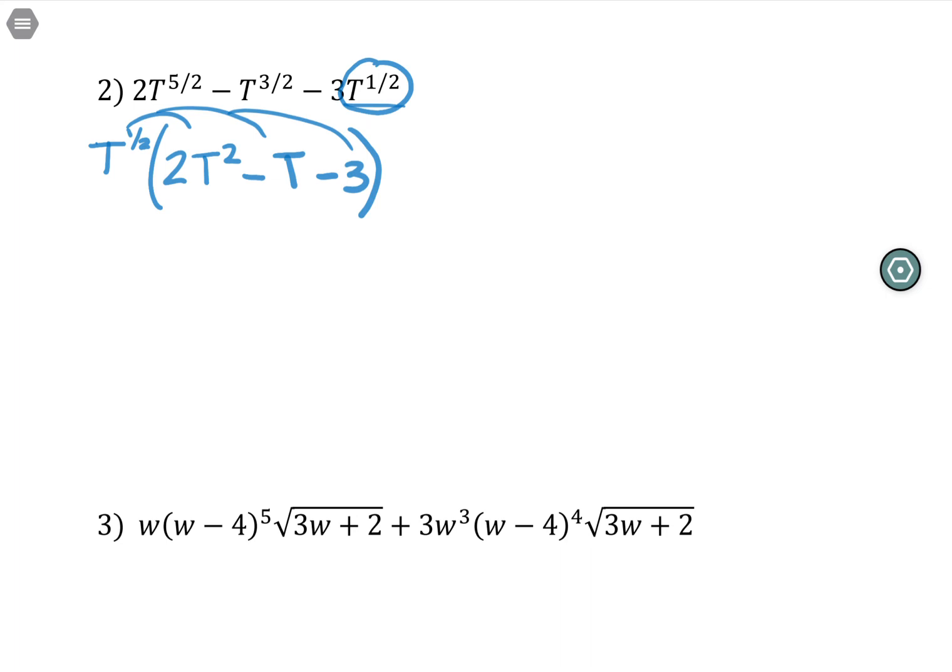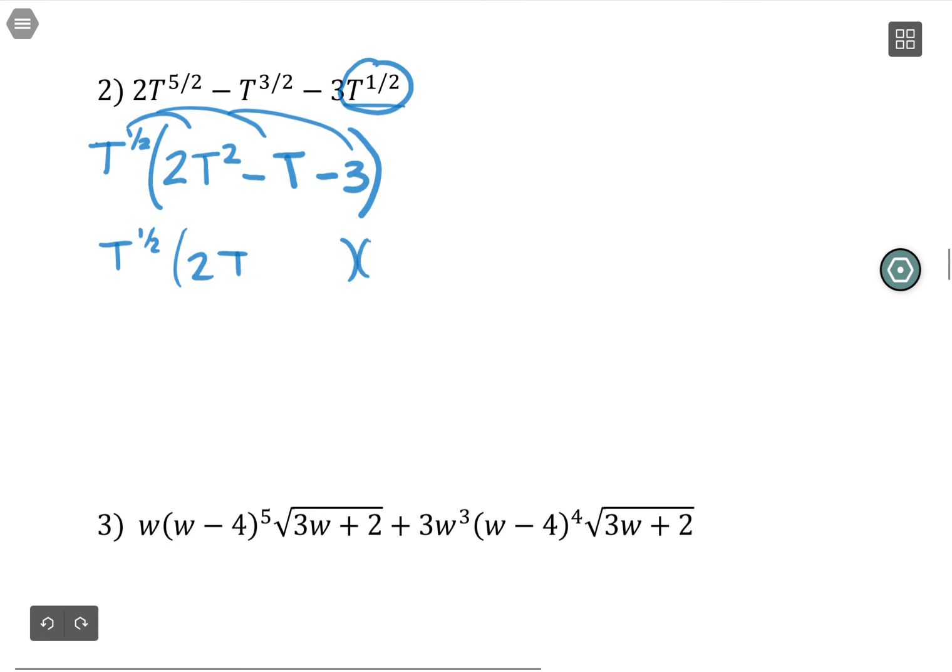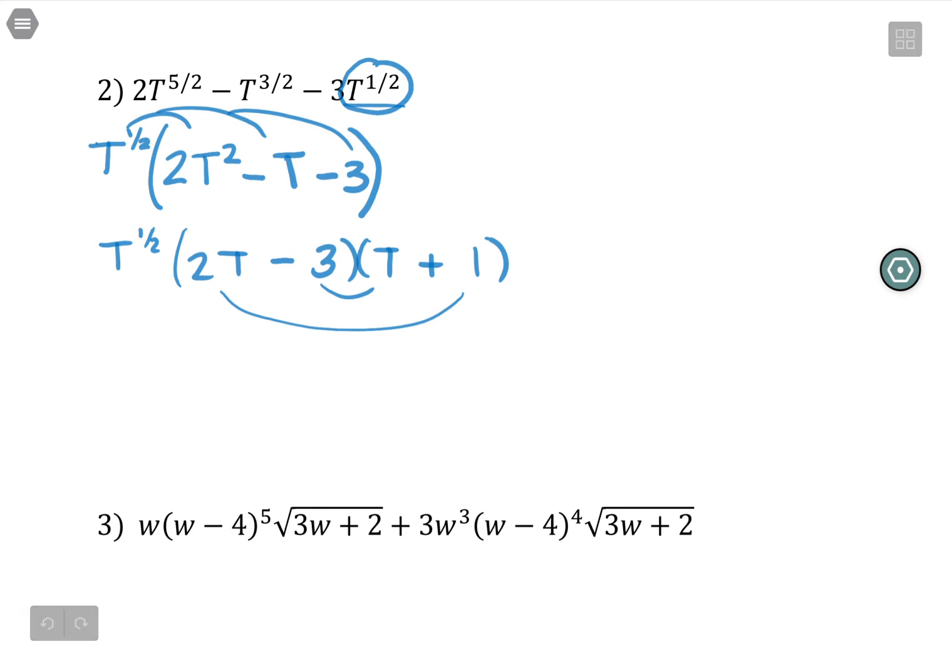I think I can actually do a little better. I factored out that t to the 1/2. I think I can split up the trinomial. So I'm going to say I have a 2t and a t. And if I get a 3 and a 1, I think I want to do them this way so that my outside is 2t, my inside is 3t. And I can make it a -3 positive 2 to get my -t in the middle. So there it is, fully factored.